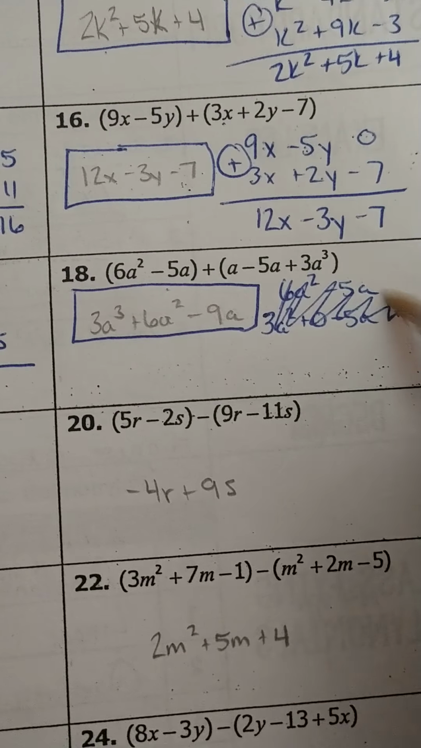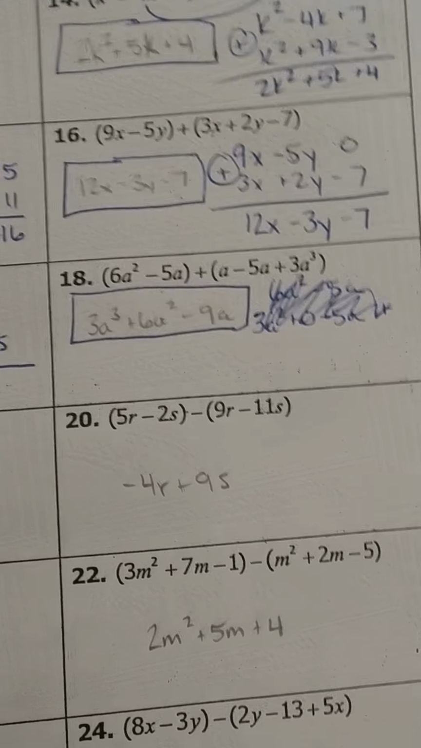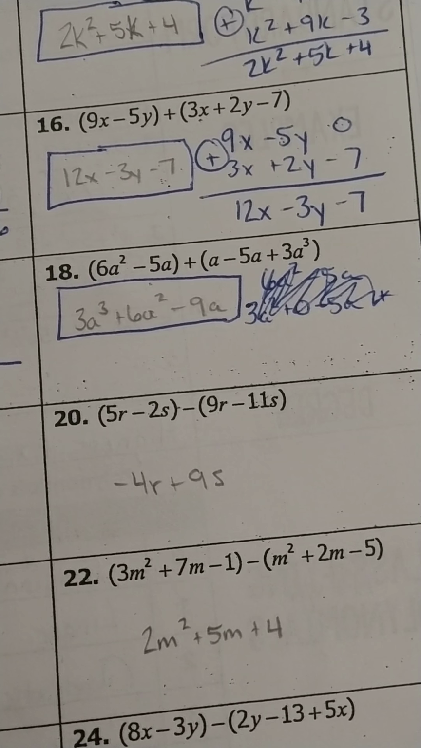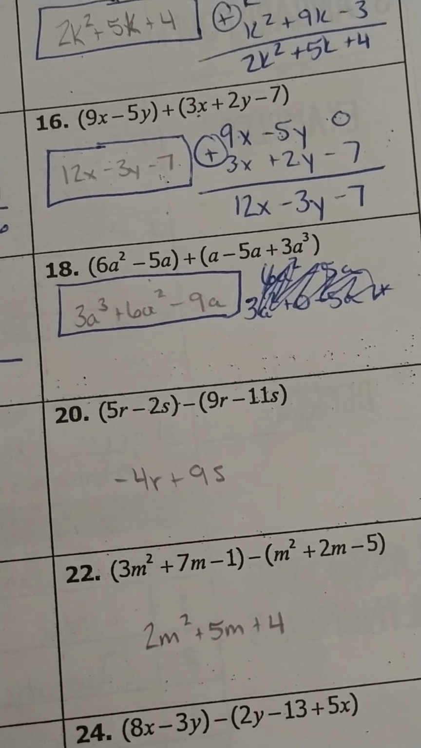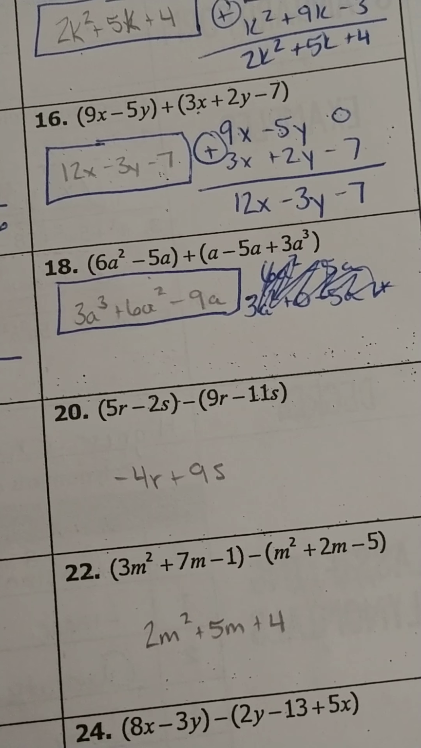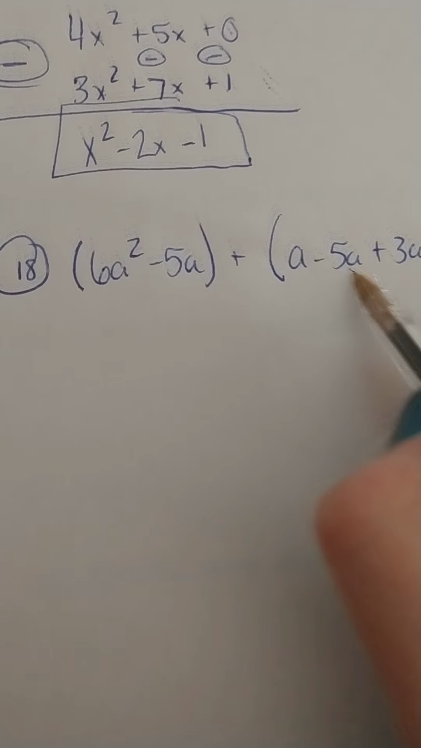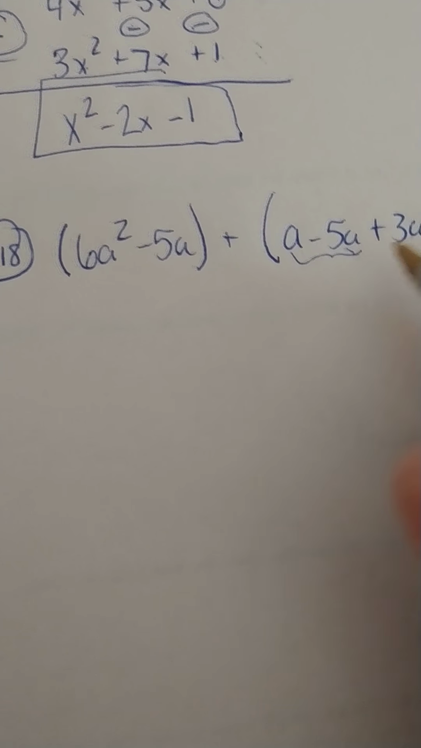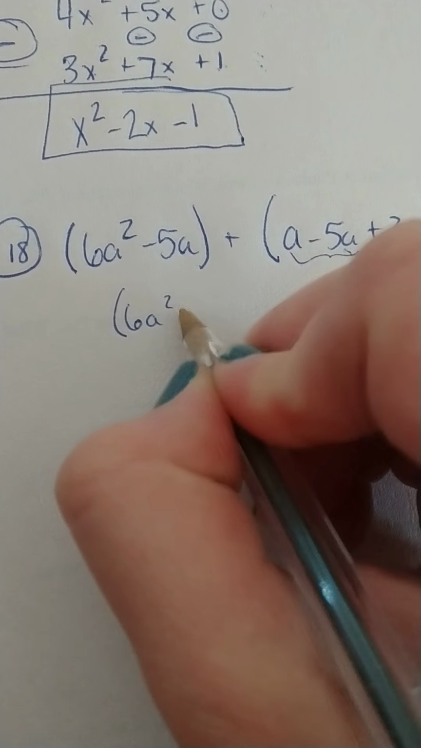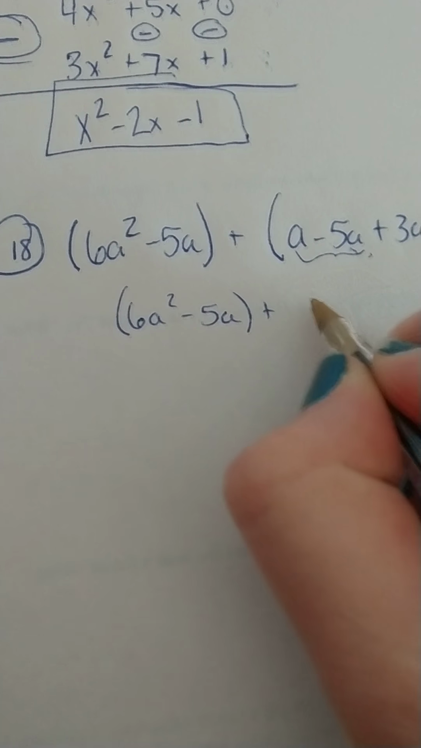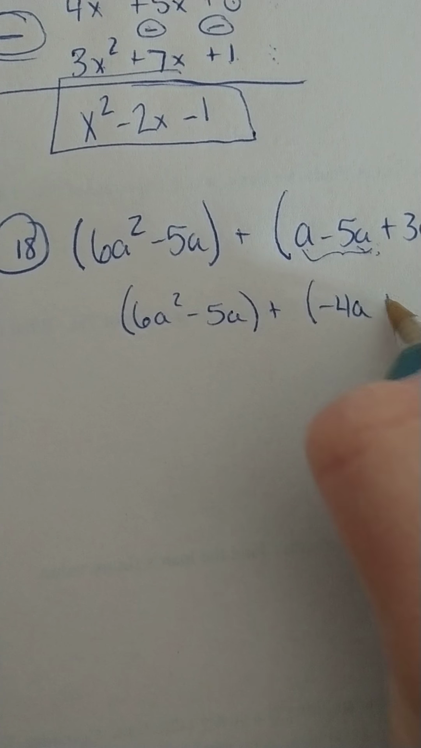Scratch that. We're going to rework this one over on the side because I was not paying close enough attention. All right, that's a 6a squared minus 5a, and then that's a plus a minus 5a plus 3a cubed. Sometimes I worry about my brain. If you look at this, those are like terms. We can go ahead and simplify that right off the bat. That would make our lives a lot easier. So that's 1 minus 5. 1 minus 5 is negative 4.